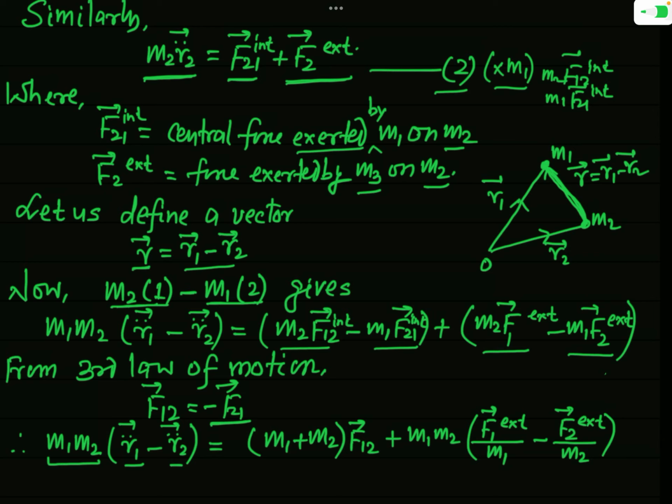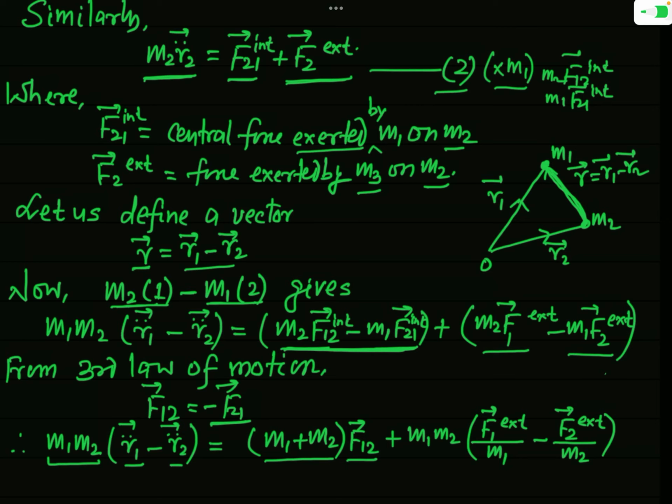Okay, so in the first term in RHS of this equation, which I am underlining, we will write F21 equal to minus F12. And so this term will become plus, and our equation will be m1 plus m2 times f12. You can take f12 as a common factor.